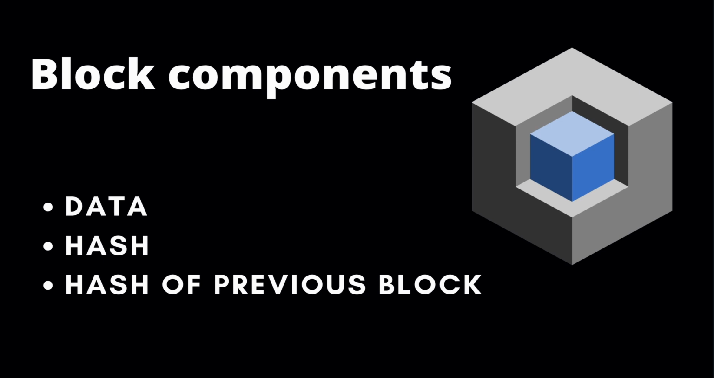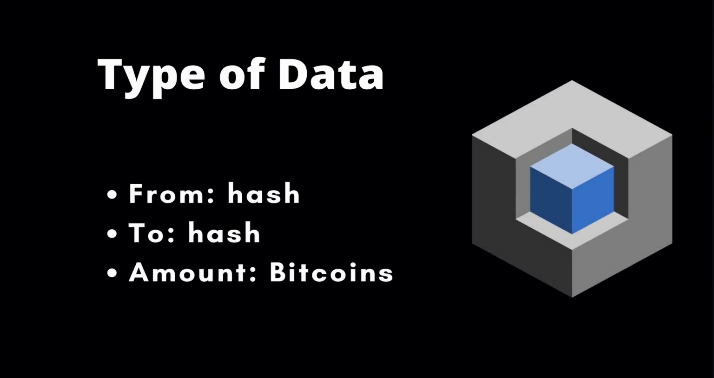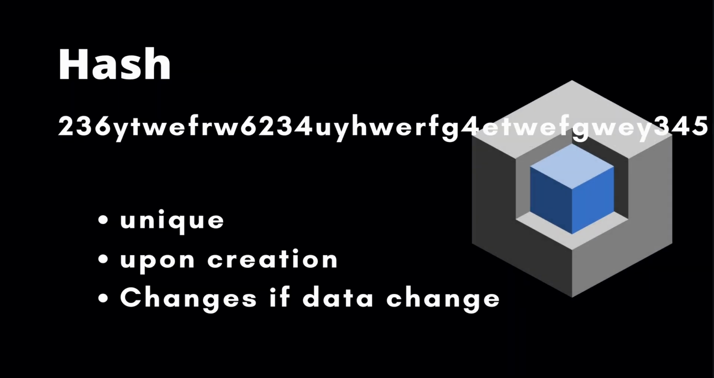The components of a block are as follows. It has data, a hash, and the hash of the previous block. Now, for the data, the type of data that can be added to a block depends on the blockchain network. For example, in the Bitcoin network, the type of data in a block is as follows: who the information has been sent from, who it is going to be sent to, and what amount was sent. So each block has its unique hash.